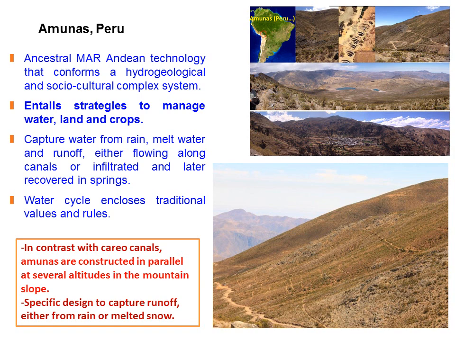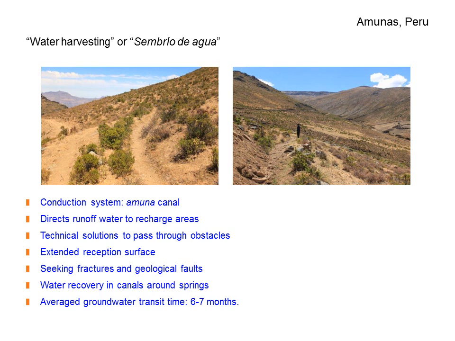They have a specific design to capture runoff, either from the rain or from melted snow. Amuna canals direct runoff water to recharge areas. They have extended reception surface. They were constructed seeking fractures and geological faults in the terrain, and water recovery is done by means of canals or springs, and the groundwater transit time from the recharge to the recovery area is from 6 to 7 months as an average.